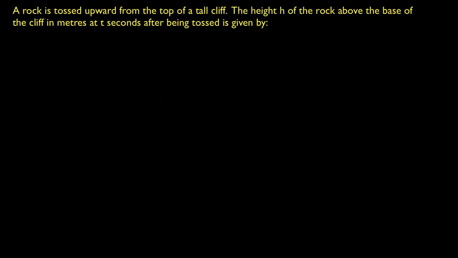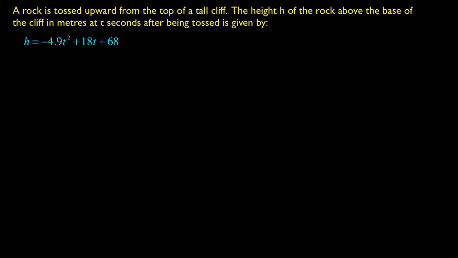This math talk will be my last application of quadratic optimization, and it's a pretty common one. I've got a rock being tossed upward from a tall cliff, and the height h of the rock above the base of the cliff in meters at t seconds after being tossed is given by the equation h equals negative 4.9t squared plus 18t plus 68.